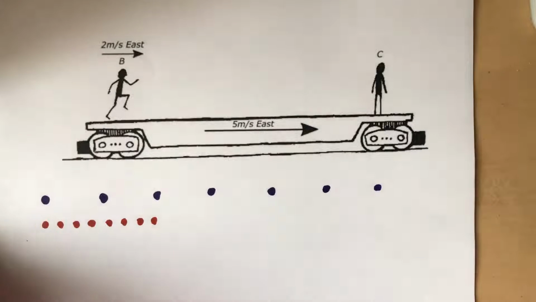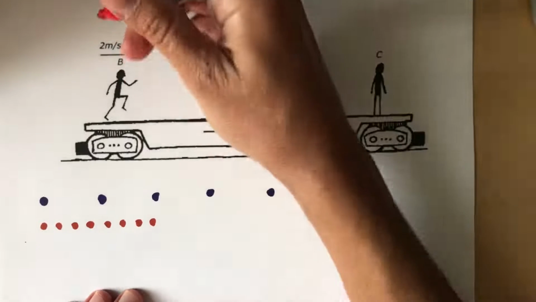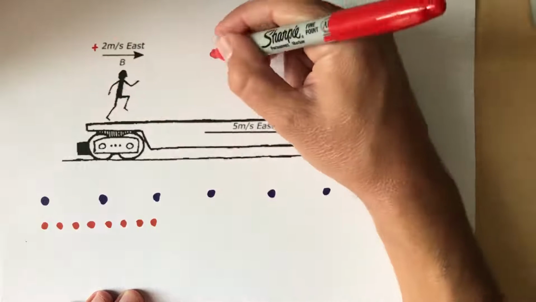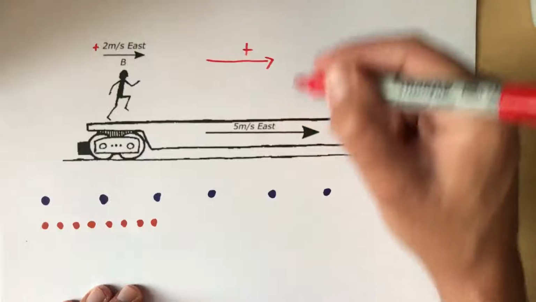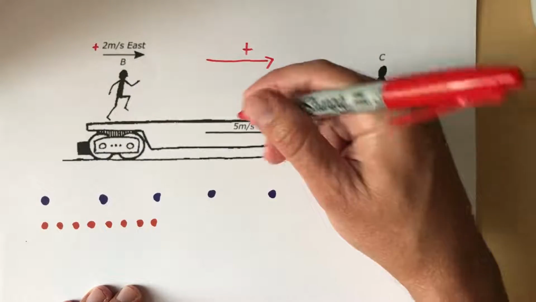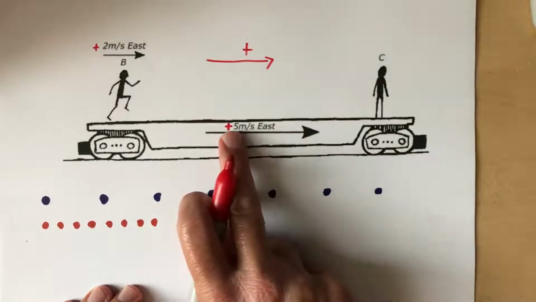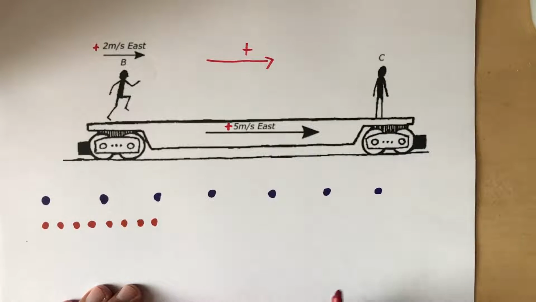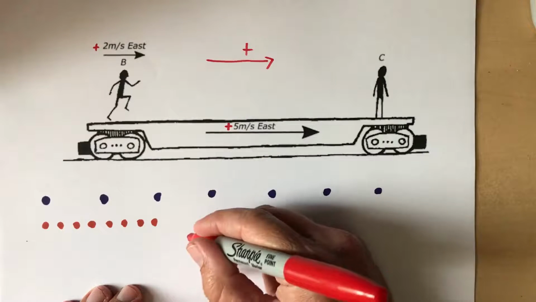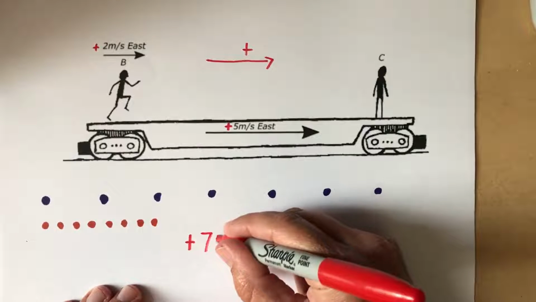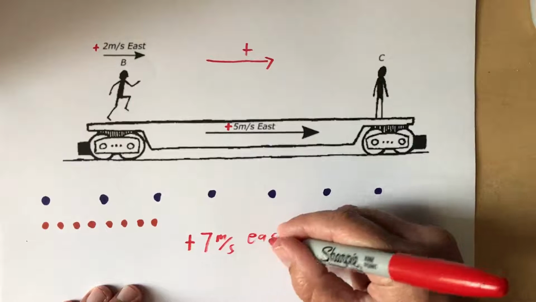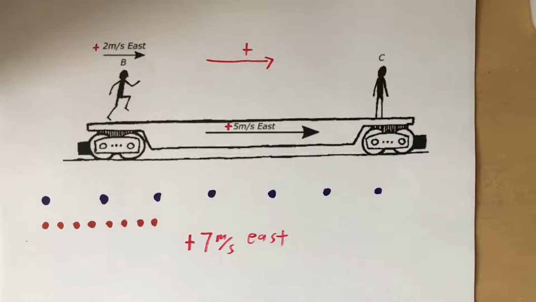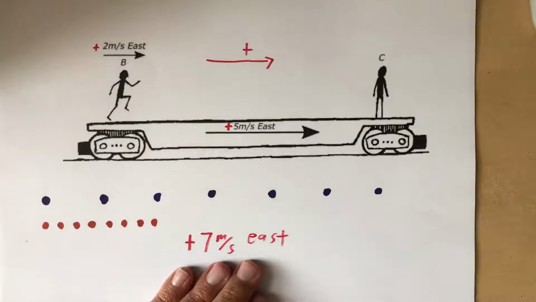So exactly how fast does Angela see Blake going? Well, this is a pretty easy problem to do. Let's just call east positive, and in fact, I think they say to label the direction positive on here, do they? Anyway, this is the positive direction. So positive 2 meters per second east of Blake running and positive 5 meters per second east of the train moving. So we add those two together. So Angela will see Blake moving at positive 7 meters per second, or you can call that 7 meters per second to the east, is how fast she'll see him moving.